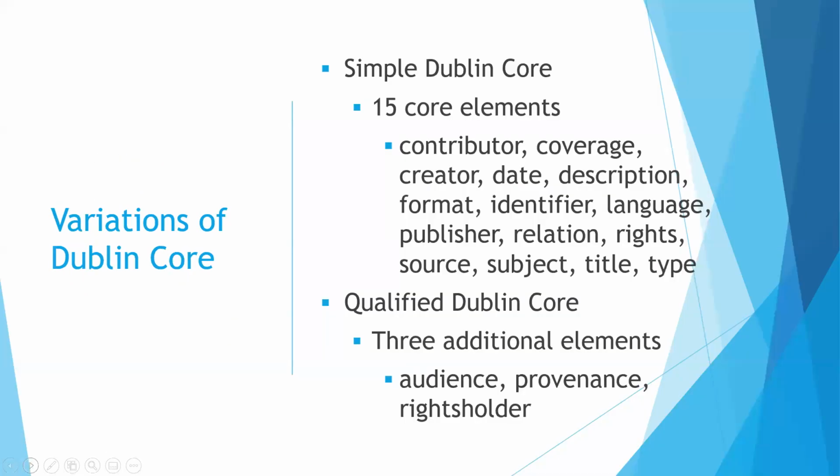Okay. So there are variations of Dublin Core. There is the simple Dublin Core, which is 15 core elements. And then there is the qualified Dublin Core, which adds 3 additional elements.